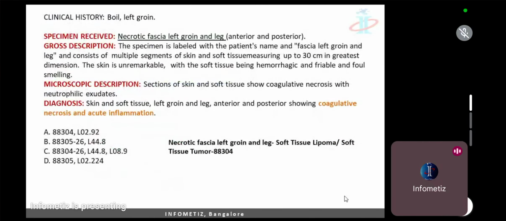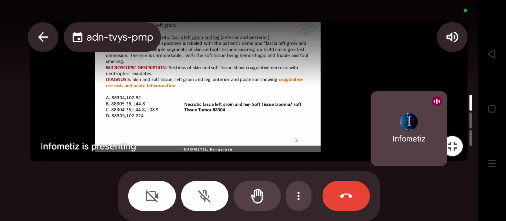Okay, one. This is the format of a surgical pathology. So if you are getting this kind of format, you have to add the 26 modifier, because this format can only be written by a doctor. So they are asking only for the doctor here. So you have to add the 26 modifier in such a case.